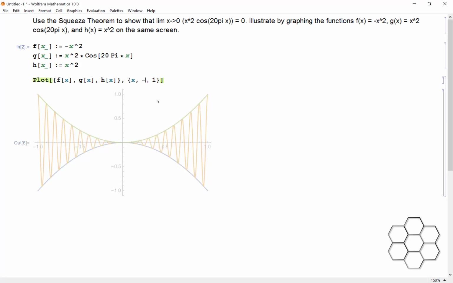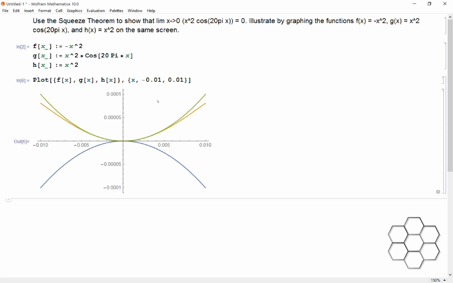And if we zoomed in really close, we could see that even better. So let's go from negative 0.01 to 0.01. Let's see what we get. You don't see the zigzags anymore, but you can still see the yellow is going to have to hit 0 because the other two functions do, which is what the squeeze theorem says.